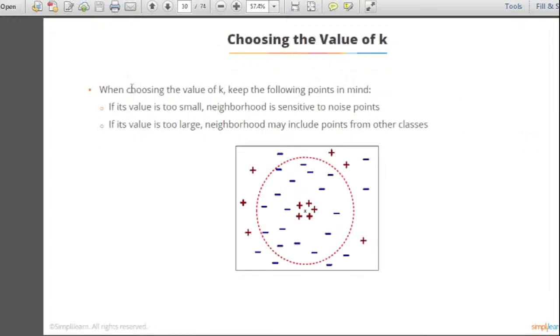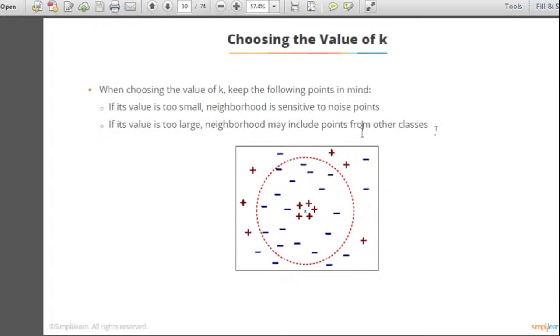When choosing the value of k, keep in mind the following points. If the value is too small, the neighborhood is sensitive to noise points. Noise points are the points which are not in the cluster; if this is my cluster, the noise points are far away. If the value of k is too large, the neighborhood may include points from other classes.